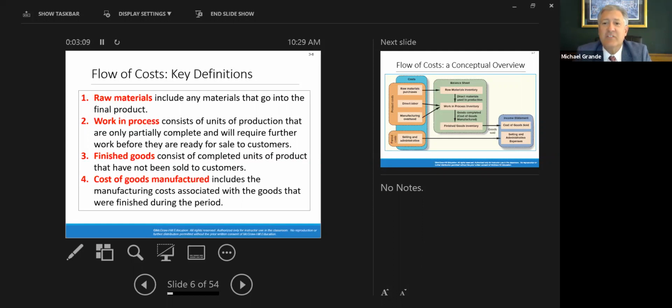Finished goods consist of completed units of product that have not been sold to customers. So these first 3 items are all part of inventory: raw materials, work in process, and finished goods. Finished goods, completed but unsold. And then lastly, the cost of goods sold includes the manufacturing costs associated with the goods that were finished during the period. And I would say cost of goods sold is what was sold.